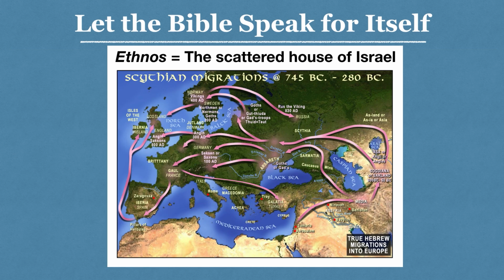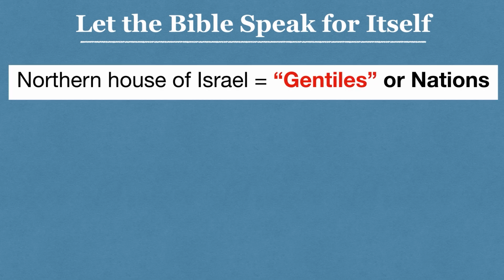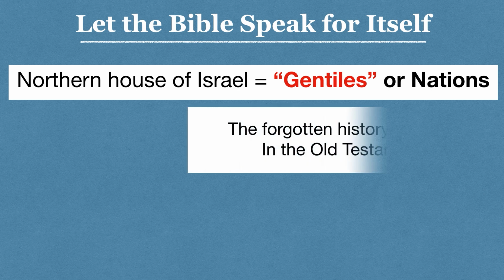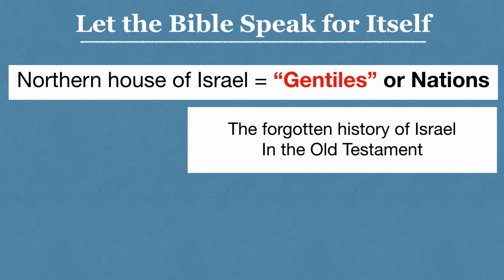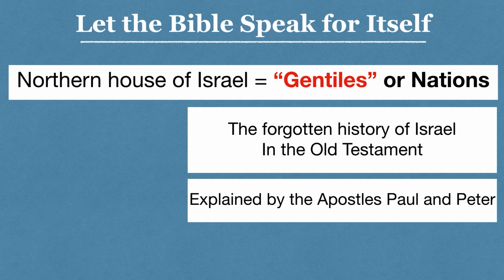Before we close out today's session, there is one more important meaning of Gentiles or nations. It refers to the scattered tribes or nations of the northern house of Israel after they migrated out of the land of Canaan in the 8th century BC. But in order to understand that the northern house of Israel is also identified as the Gentiles or nations, you will need to know some forgotten history of Israel in the Old Testament. You will also need to find out how the apostles Paul and Peter revealed this truth.